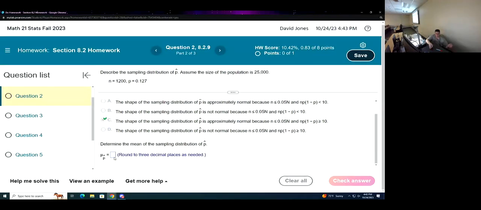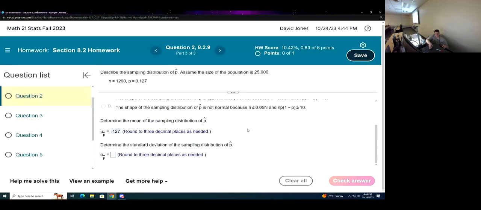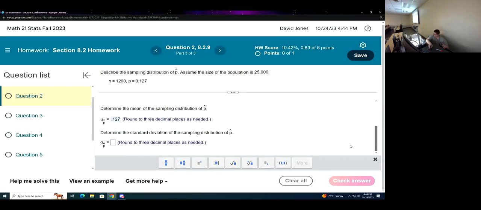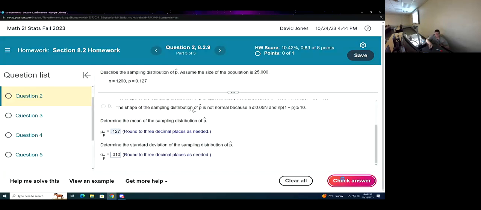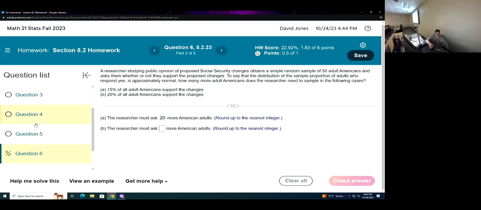Oh, they did want them. Conveniently, we already calculated these. Round to 3 decimal places is 0.010. I already did that one.